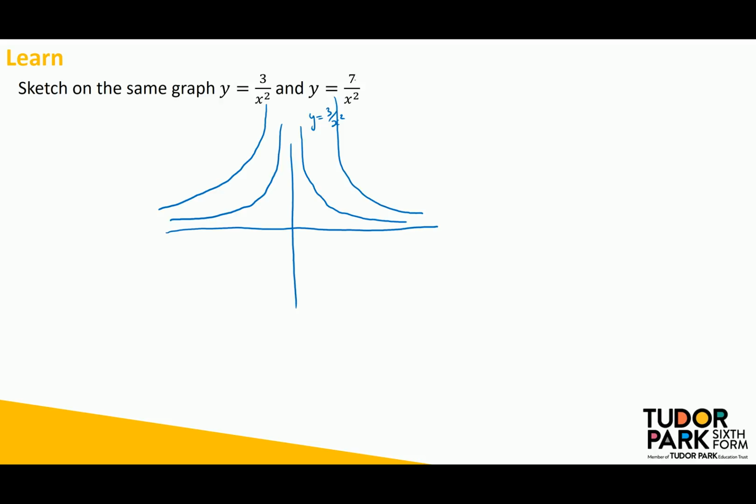And the larger the value on top, the further away my graph is going to be from this central point at 0. So this function here would be my y is 7 over x squared. And that's all we have to say about reciprocal graphs.